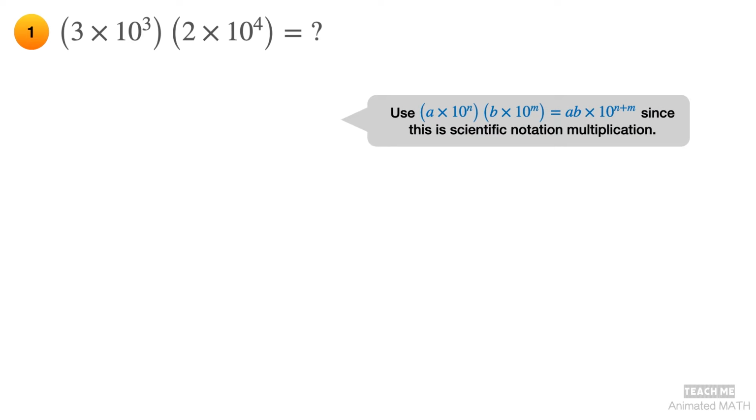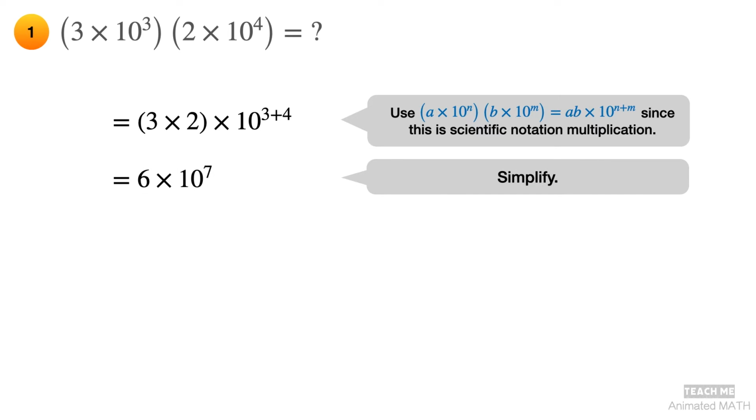This is a pretty straightforward problem because it can be solved by directly applying the formula for the scientific notation multiplication. So find the product of the coefficients and the sum of the exponents. 3 times 2 is equal to 6, and 3 plus 4 is 7. The final answer is 6 times 10 raised to 7.